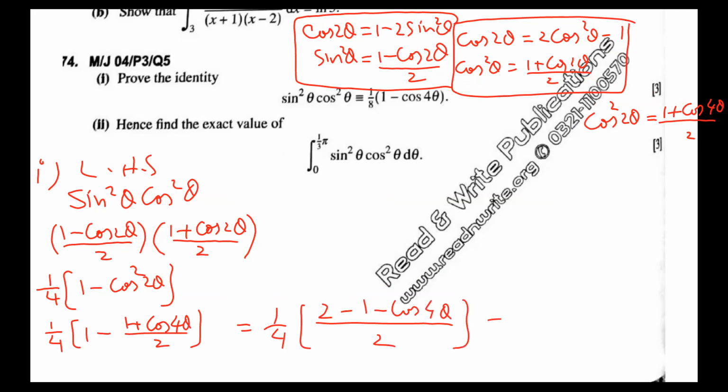And ultimately, I'm getting the answer. This 2 and 4 multiply, I get 8. In the bracket, this 2 minus 1, I got 1 minus cos 4 theta. So Alhamdulillah Rabbil Alameen, the right side is achieved. So this is a way you can finish the first part.